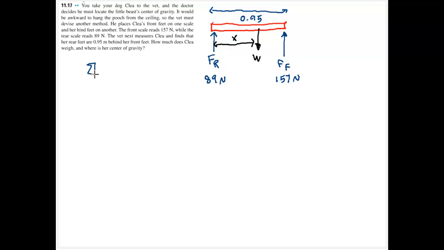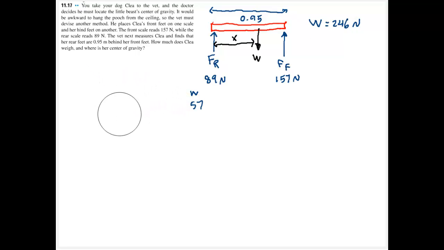So first I want to figure out what her weight is going to be. So I do Newton's second law. Sum of forces in the y direction must be equal to 0. This dog is in equilibrium. It's not accelerating. So we're going to have the rear force upwards plus the front force upwards, and then the weight in the downwards direction. Obviously you can see that the weight is going to be equal to the sum of those two forces, so 89 plus 157, and the weight of this dog is going to be 246 newtons.